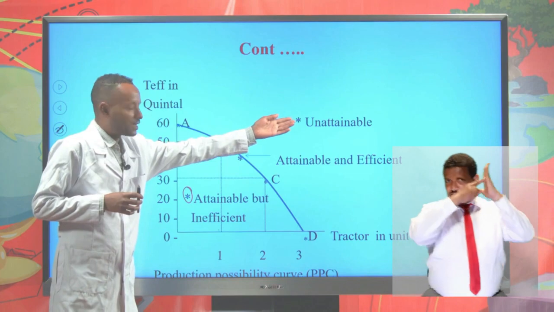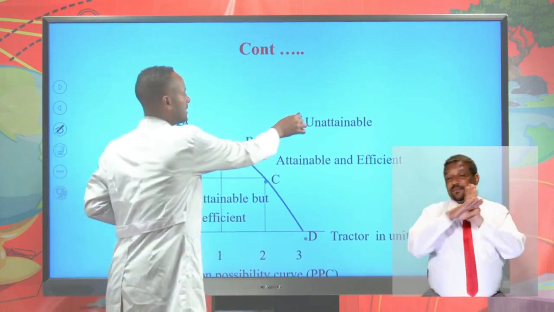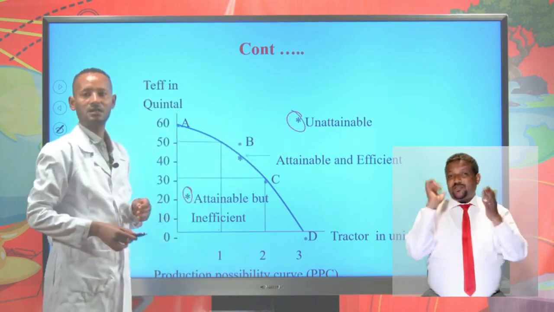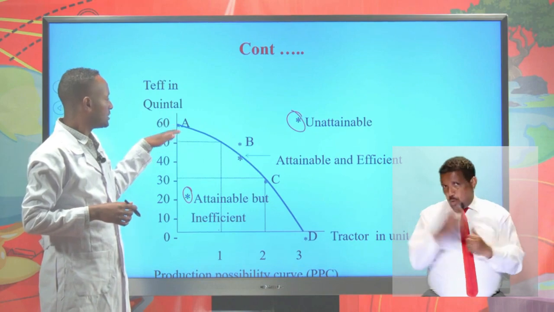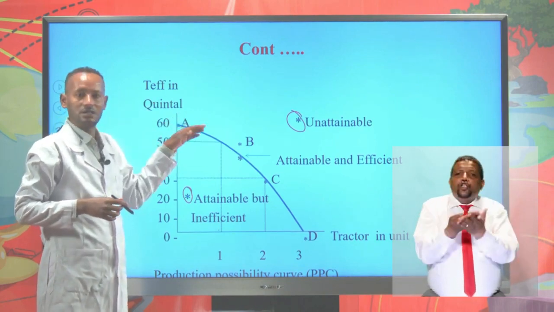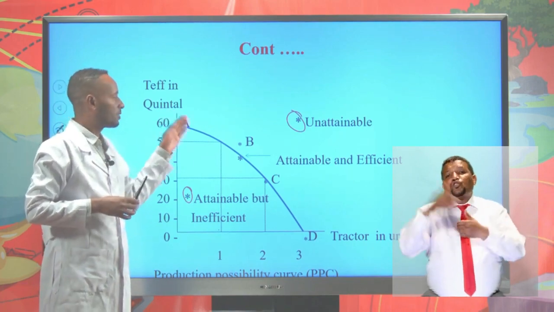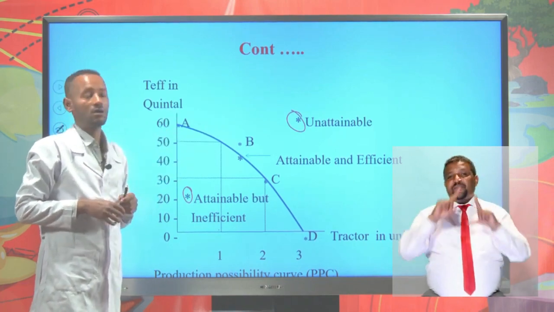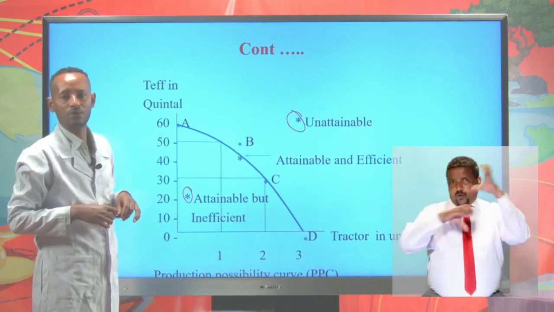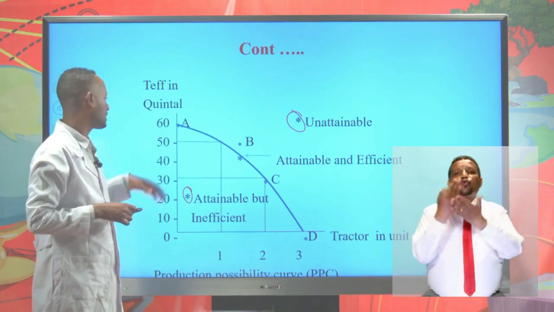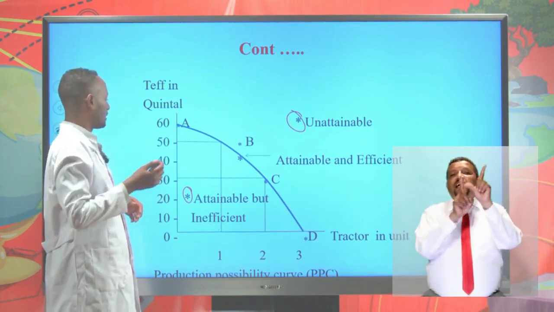Any point outside the production possibility curve represents an unattainable combination. That means the country cannot produce any such combination because there are no resources available for the production of the commodities outside the production possibility curve or frontier. So this is the unattainable combination. The country cannot produce any combination outside the production possibility curve or frontier.